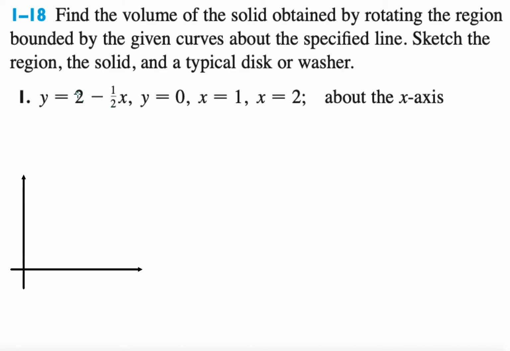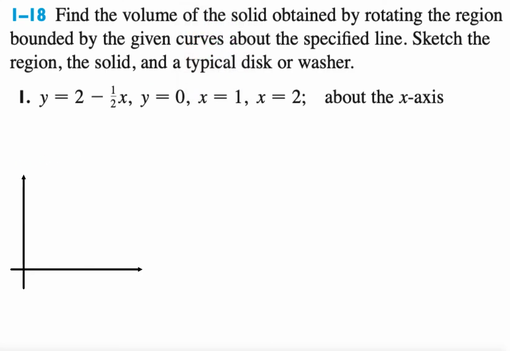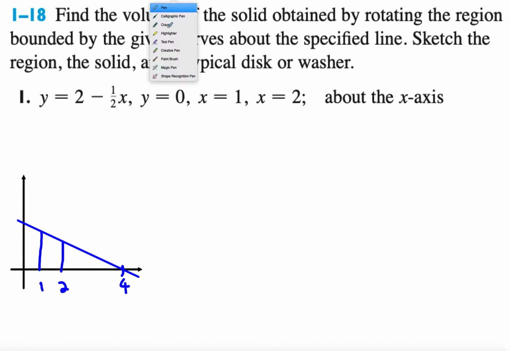In this case, the y-intercept is 2, and the slope is negative 1/2, so it's going to go down this way. Obviously, the x-intercept is equal to 4, but x goes from 1 to 2. So we're looking at this area. That will be rotating about the x-axis.